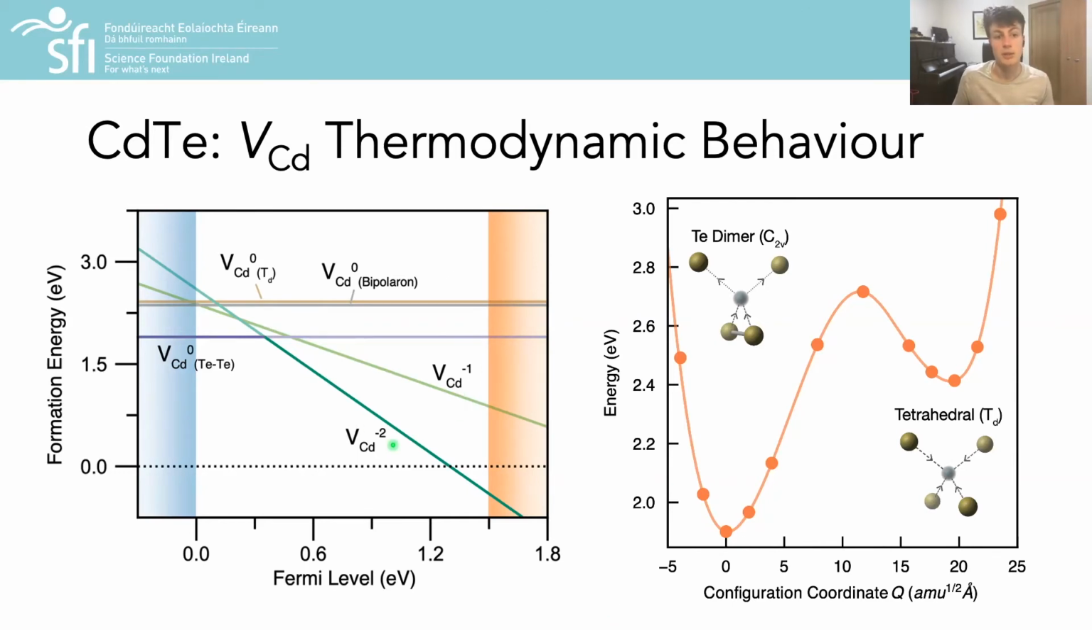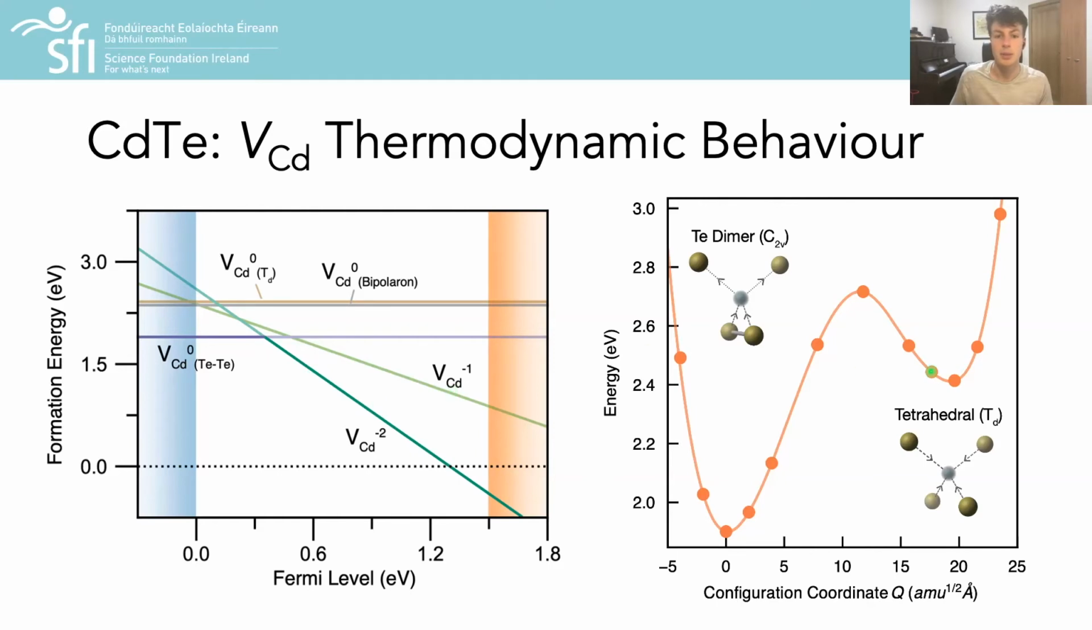Looking at our defect transition level diagram, we see that the identification of the tellurium-tellurium dimer state changes the picture from cadmium vacancies having two shallow defect transition levels at or near the VBM to, in fact, having a single deep negative-U double acceptor level at around 0.4 electron volts above the VBM. One of the main difficulties in finding this species arises from the metastability of the other atomic arrangements mentioned earlier for the neutral vacancy, so the tetrahedral and bipolaron states.